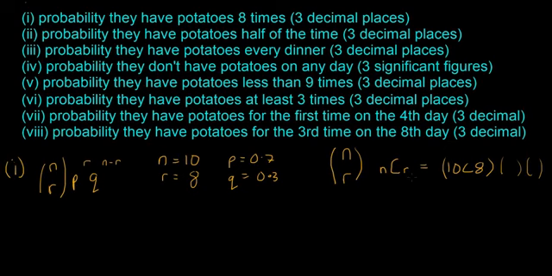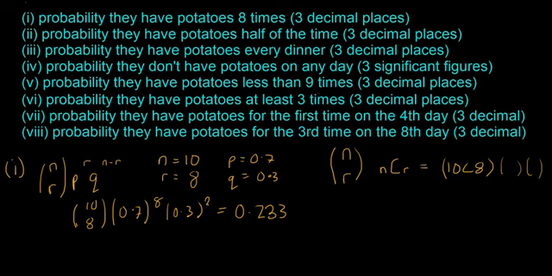So you put all of those numbers in together. If I were to write it out, it would be 10 choose 8, then p, which is 0.7 to the power of 8, and then 0.3 to the power of 2, because 10 minus 8 is 2. Stick all that into your calculator, and they want it to 3 decimal places, and that gives us the answer of 0.233. So that's the probability that they have potatoes 8 times out of their 10 dinners.